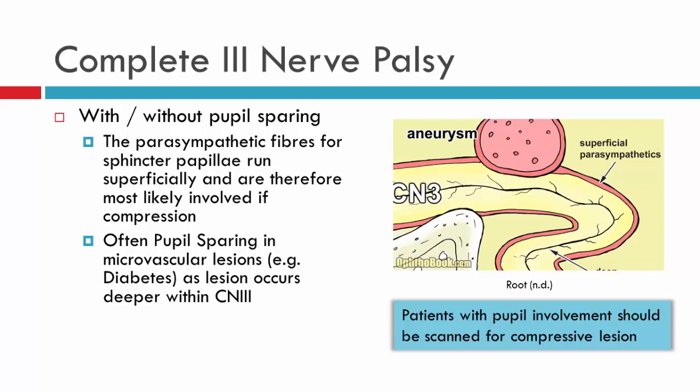However, where we have a microvascular lesion, such as we see in diabetic patients, this actually happens more deeper within the third nerve, or more deeper within the nerve. In this instance, the parasympathetic fibres that are running superficially along the third nerve are spared. So where you have pupil involvement, you need to consider the possibility that there's something compressing on the nerve. And this is one of the signs of a patient needing to be scanned or having an MRI, CT scan, depending on what's appropriate.